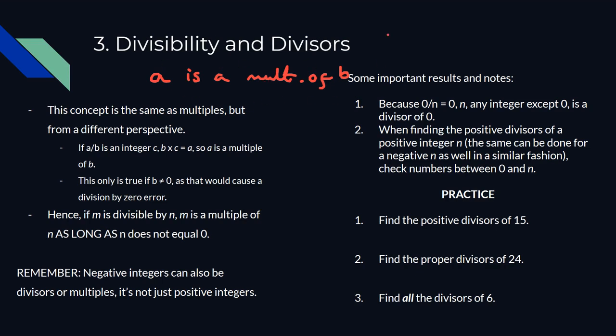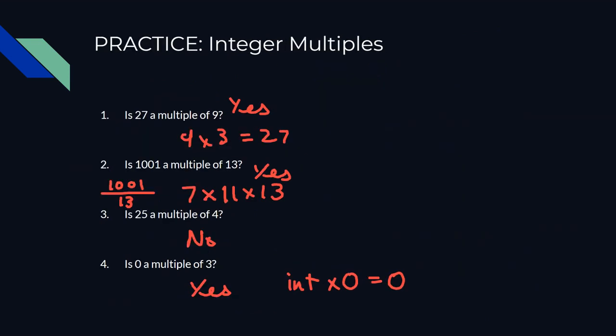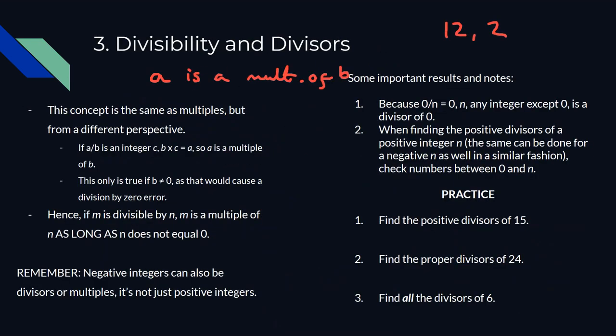You can just take two numbers. Let's say you take 12 and 2. 12 is a multiple of 2. 2 divides 12. 12 is divisible by 2. 2 is a divisor of 12. You can say all of those things. So there's an inherent connection between divisibility, divisors and multiples. Try to keep that in mind.